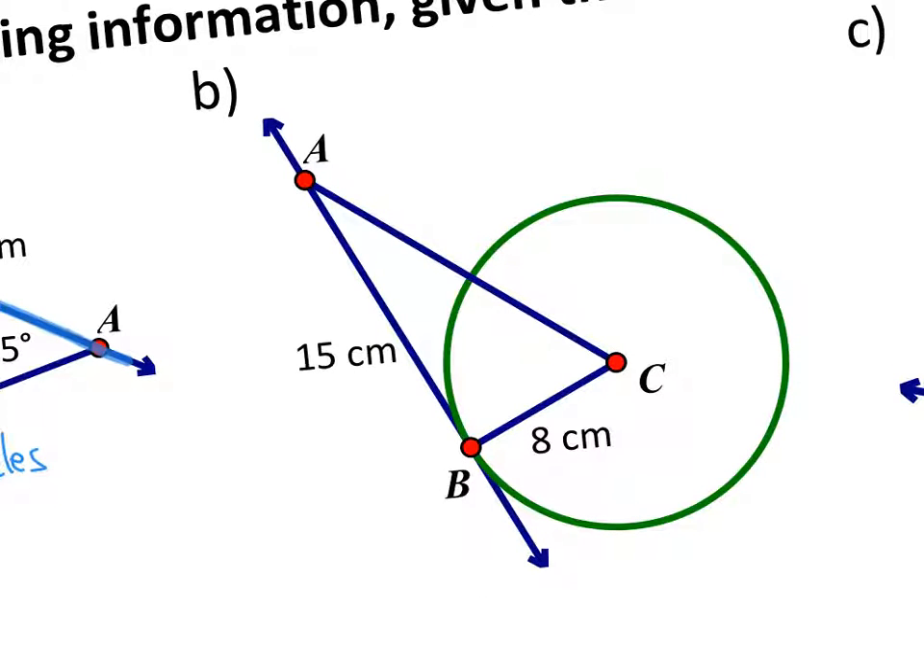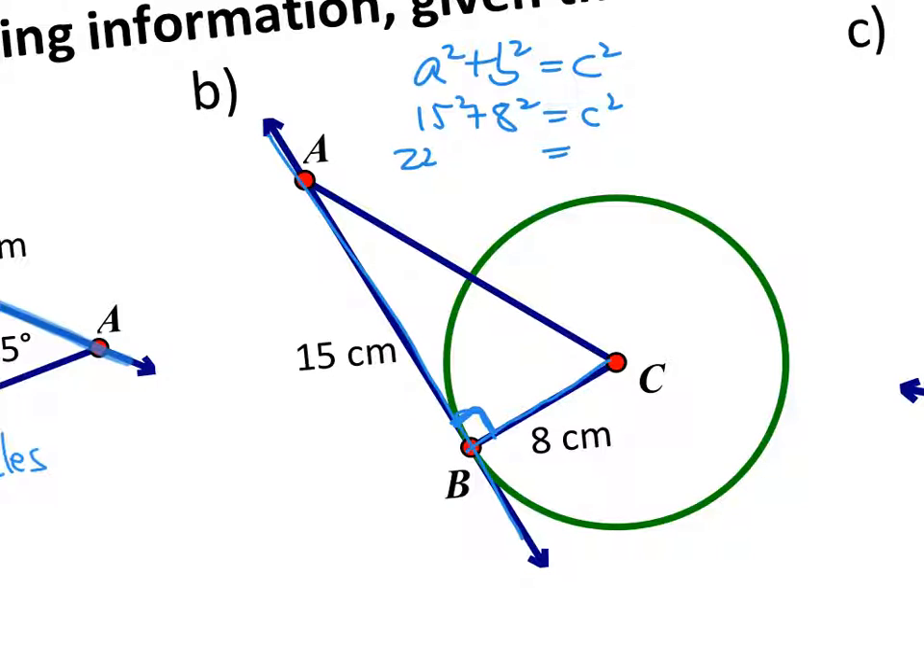The next problem, we're looking for side AC. We have our tangent line, so we can draw in our right angle. That's the key concept from the lesson: whenever we have a tangent line, we can draw in our right angle between the radius and the tangent line. Now we're looking for side AC. We can see that we have our right triangle, so we can do the Pythagorean theorem. a squared plus b squared is c squared. So we have 15 squared plus 8 squared is c squared.